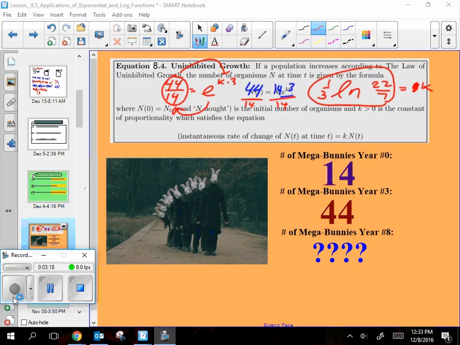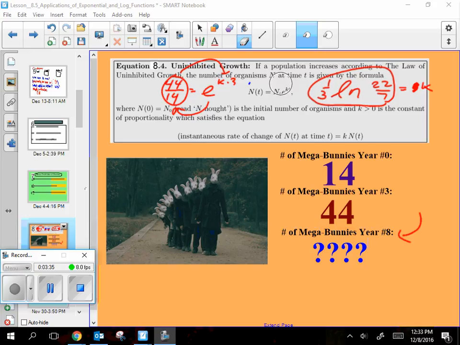But you're not done. How many got that far? Raise your hand if you got that far. Good. But you're not done because the follow-up question asked what if we make time 8? Well, then I have to go back to the original equation and put in the stuff I know. And this is really important. Everybody write this with me. I don't know how many ending bunnies we have, so it's N of t. I do know the starting bunnies, which is 14.